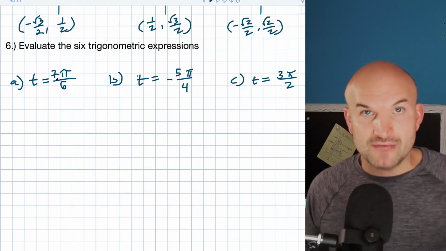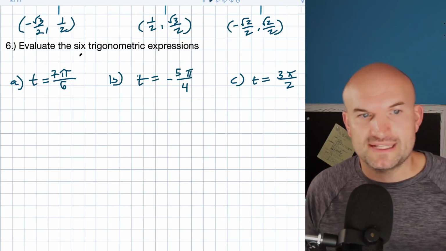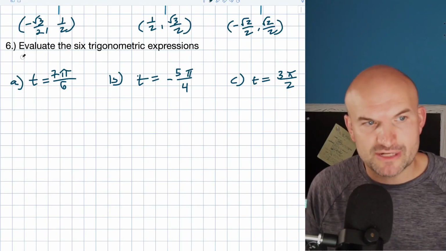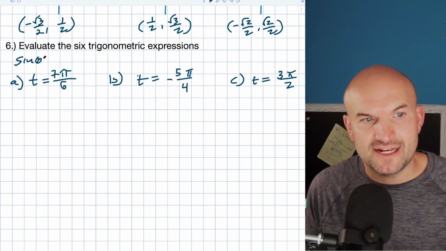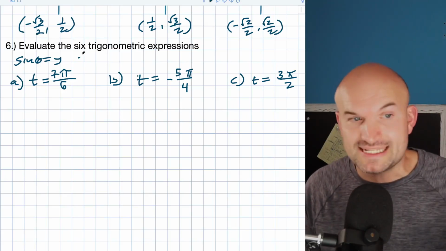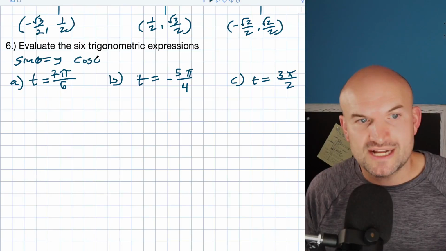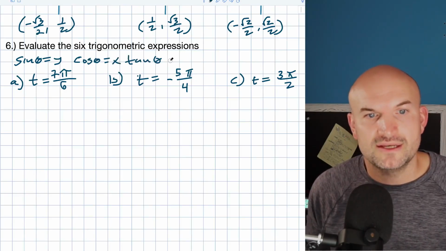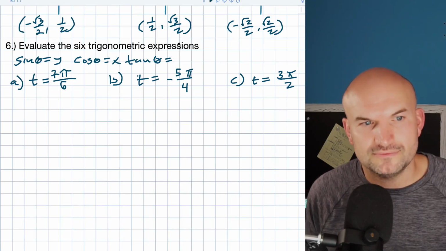So when we want to evaluate, what we need to understand is how we can use these angles to evaluate our trigonometric functions. Well, just remember, sine of theta equals the y coordinate of any coordinate point on the unit circle. Cosine of theta represents the x coordinate, and tangent of theta is y over x.